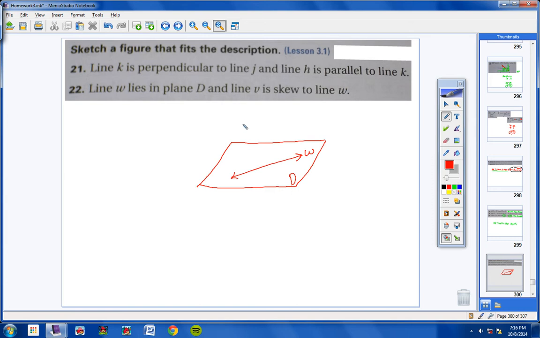Now what that means is that V will not intersect W, but it also does not lie in the same plane. That's what skew lines mean, okay? It means they do not intersect and they do not lie in the same plane. So if V is skewed to W, it doesn't intersect it, and it also is not going to lie in the same plane. So I'd put a line here.